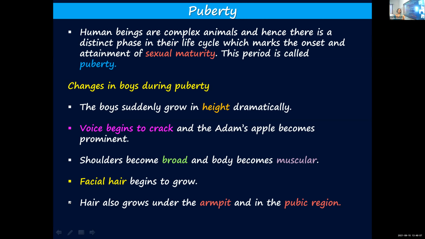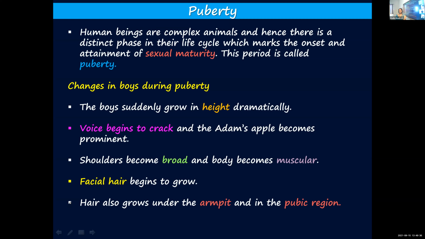So these are a few changes taking place in boys at the time of puberty. Increase in height, cracking of voice, the Adam's apple becomes more prominent at the puberty stage. The shoulders become broader, the body becomes muscular, then growth of facial hair takes place, and hair grows in the armpit and also in the pubic region.